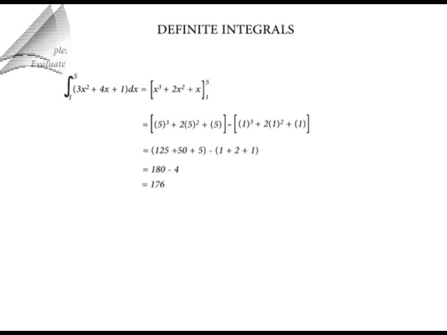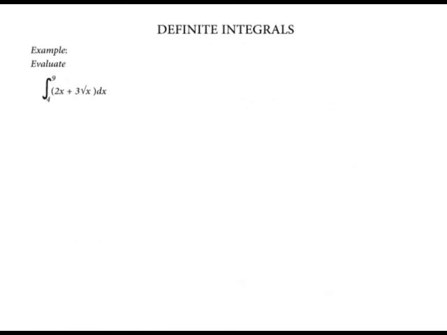A more complicated one, evaluate the integral of 2x plus 3 root x with respect to x from x is equal to 4 to x is equal to 9. In our solution, the square root of a number is the same as the number to power a half. So rewriting that, we shall get the integral of 2x plus 3x to power half with respect to x from x is equal to 4 to x is equal to 9.